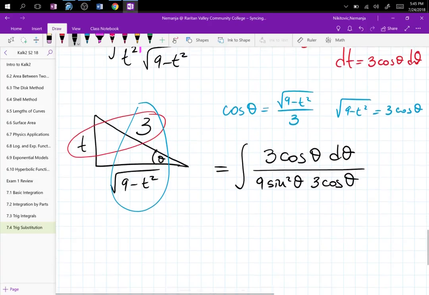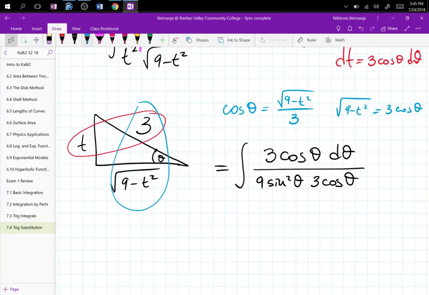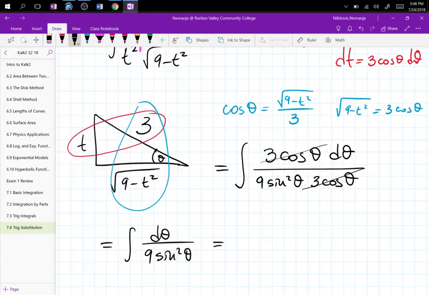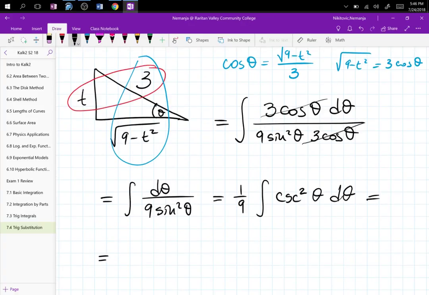And that's it. So now 3 cosine theta and 3 cosine theta will cancel, leaving the integral of d theta divided by 9 sine squared theta. The way this works is 1 over 9 is kicked out in front of the integral, and 1 over sine squared is cosecant squared theta d theta. Now that's a basic integral. What is the integral of cosecant squared? Very good.